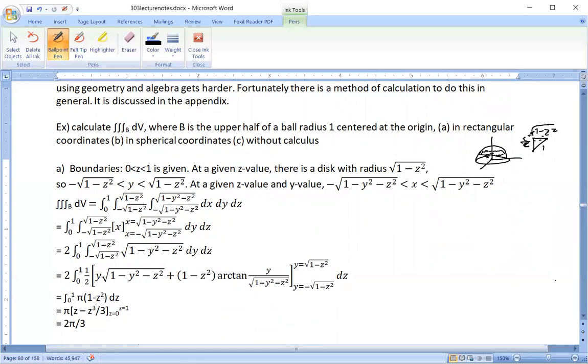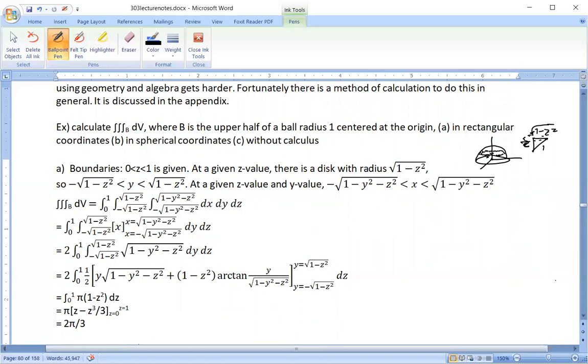Now, doing it that way, that is, if we do the integral using rectangular coordinates, clearly this is a challenge. First of all, it's a challenge to find the boundaries. Second of all, it's a challenge to do the dy integral.